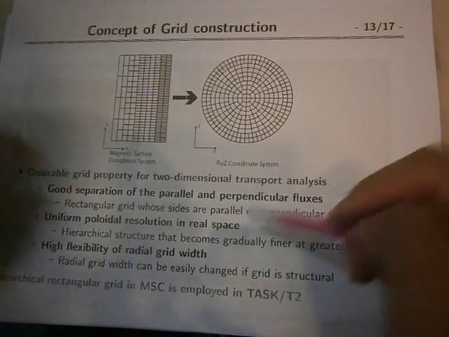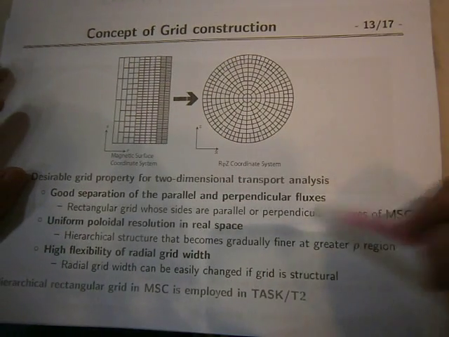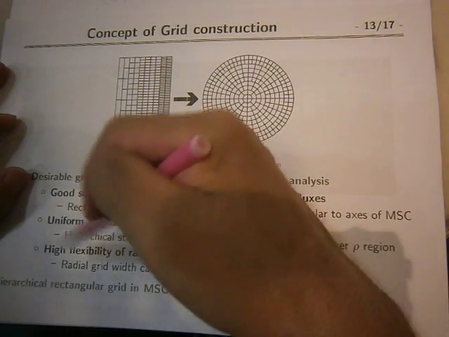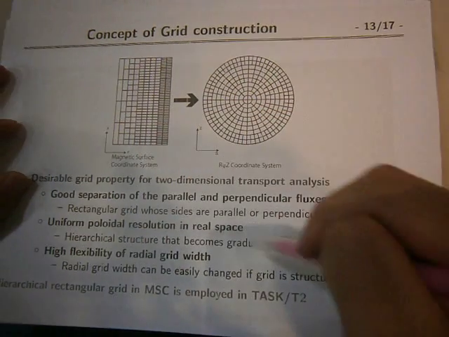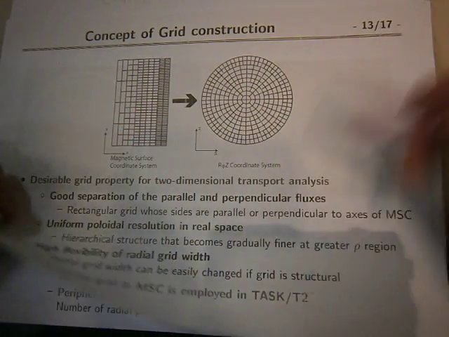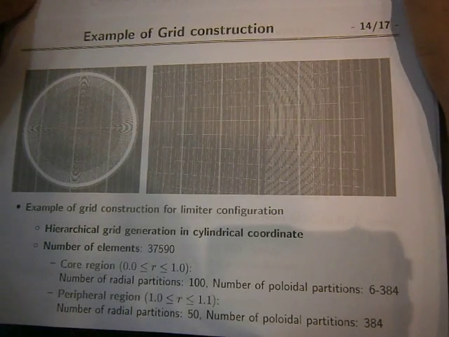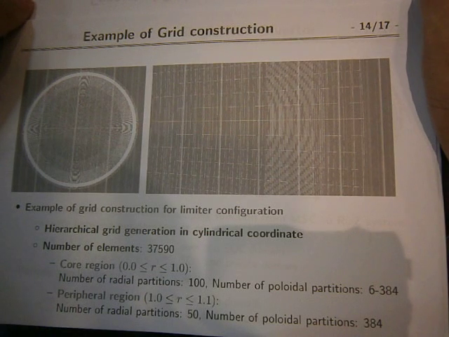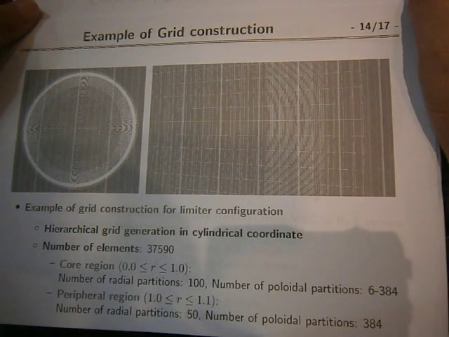space, healthy structure and become gradual final gauge the high frequency radial wave on the radial gauge which age changes grid structure. Healthy grid image implies example of grid construction. Example of grid construction for the winter configuration.